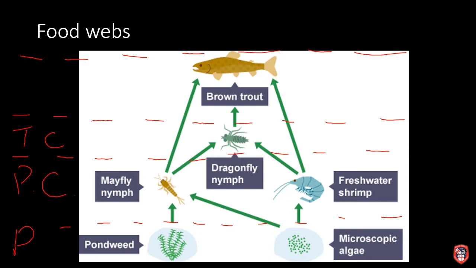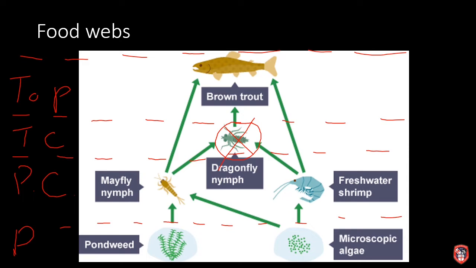Now, you might be asked questions about food webs. One of the things you might be asked is what happens if one of the animals dies off? If we take an example, let's kill off this dragonfly nymph. If we kill off this dragonfly nymph, then the brown trout might decrease in number because they've got less dragonfly nymph to eat. And if they get hungry, they might die off.